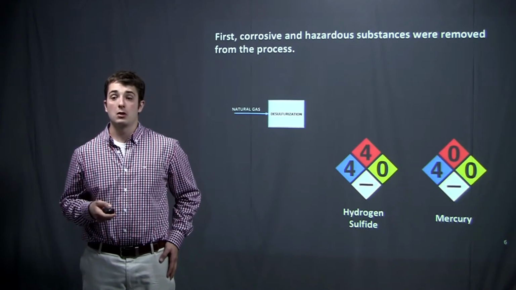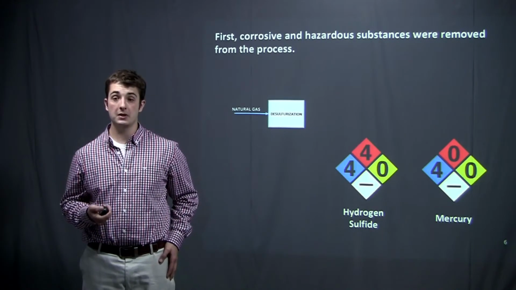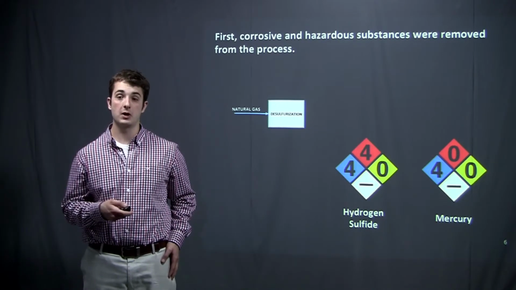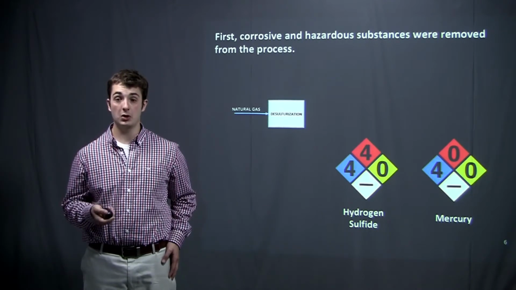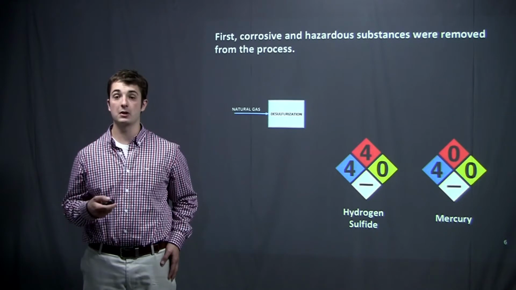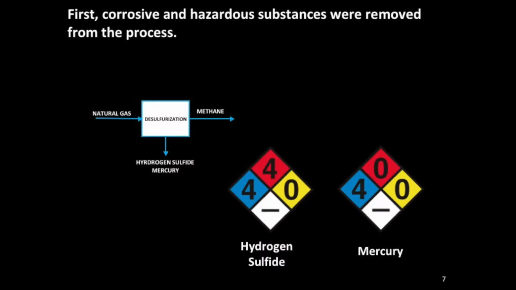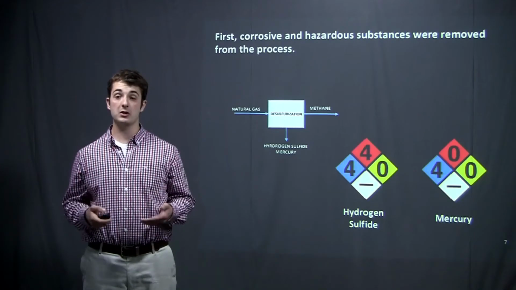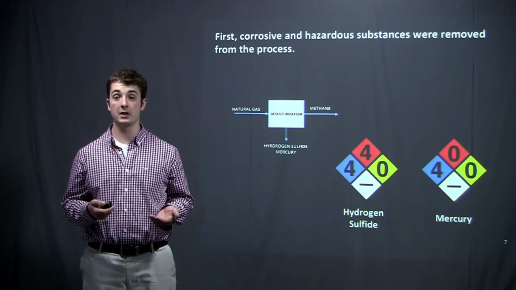Next, we're going to have mercury. Mercury again has some serious health problems and is also corrosive to our process. In addition to just corroding our equipment, the mercury can also kill our catalyst within our reactors. So as we can see, after going through the desulfurization unit, we have a purified methane stream and the waste stream coming out that is sent to a flare system to dispose of all the unwanted contaminants.